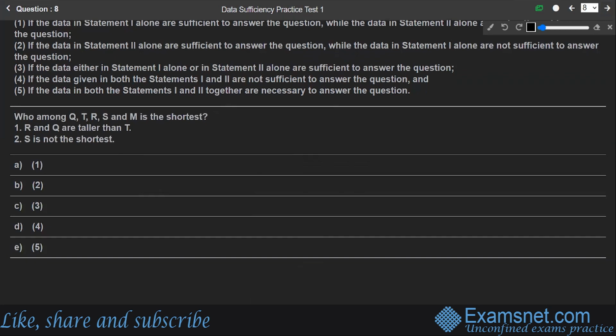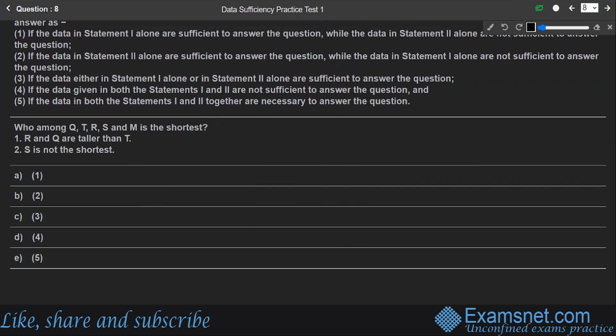Now again, they are asking who among Q, T, R and M is the shortest. So we need to verify who is the shortest. Let's check statement number 1 alone. It says R and Q are taller than T. We are supposed to answer who is the shortest, but there is no connection given for M and S. So clearly we cannot decide the shortest one from statement number 1 alone.